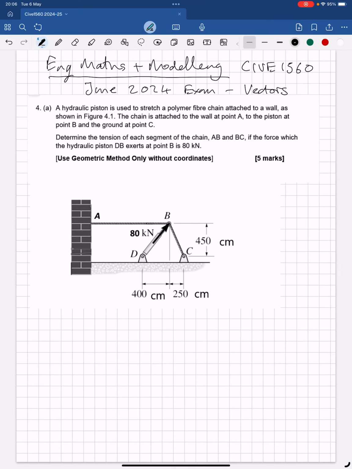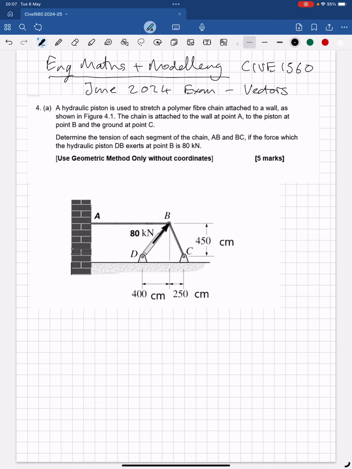Right, I'm going to go through this engineering, maths and modelling question, module CIVE1560, the exam in June 2024. And this is specifically a vectors question. It's got several elements that are typical in exam questions on vectors for this module, so you really need to be on top of everything that's in these types of questions that I'm showing you here.